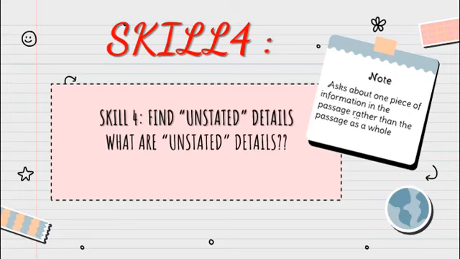Skill 4. Find unstated details. A stated detail question asks about one piece of information in the passage rather than the passage as a whole. This type of question really means that 3 of the answers are stated, mentioned, or true in the passage, while one answer is not. You should note that there are 2 kinds of answers to this type of question.